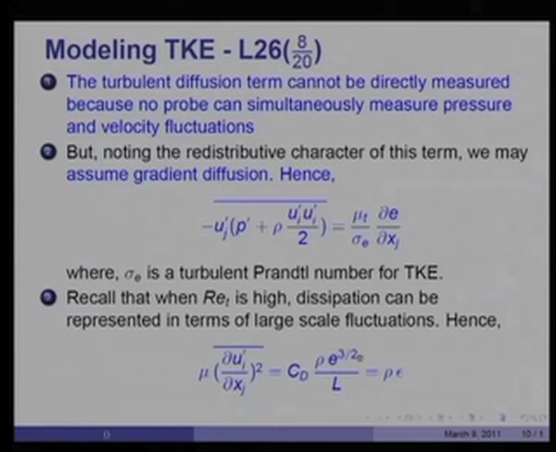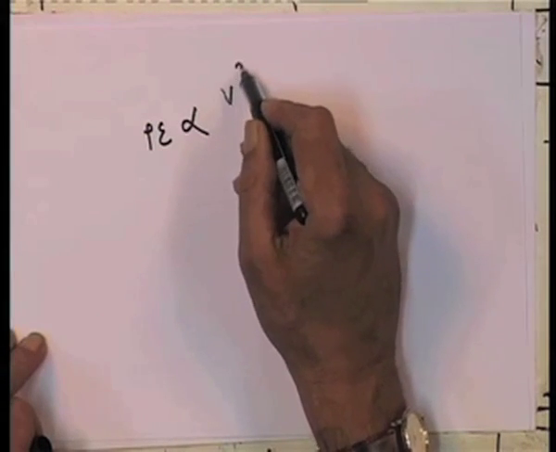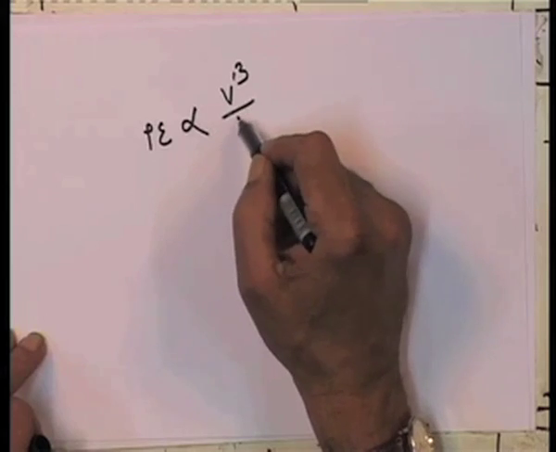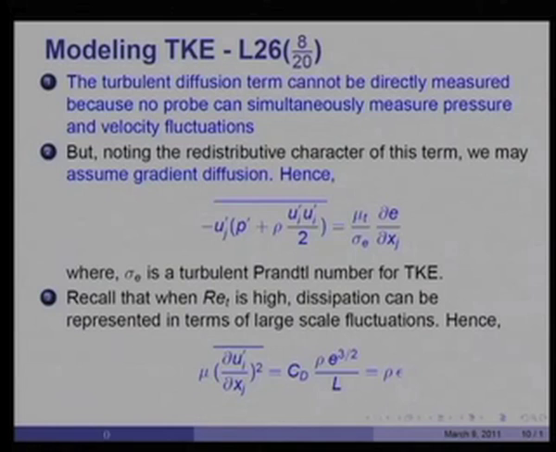This is now the representative v dash cubed. If you recall, we had said that rho times epsilon should be proportional to v dash cubed divided by L, and that is what I am writing here. So, v dash being square root of e, that is equal to rho e raised to 3 by 2 by L.